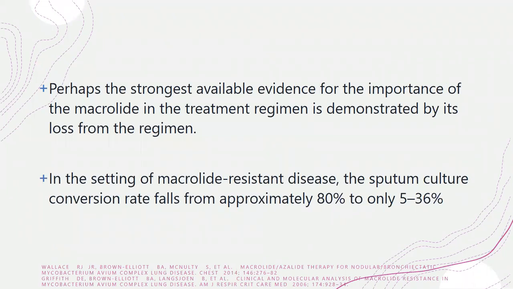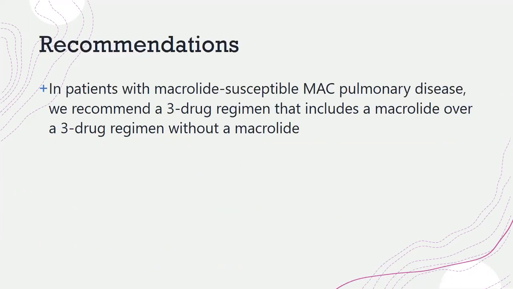Another point is that the strongest available evidence for the importance of a macrolide is actually when you have the loss of it in the regimen. In the setting of macrolide resistance, the sputum culture conversion rate falls from 80% all the way down to 5 to 36%. This delineates how important your macrolide is in the treatment of MAC disease. So the recommendation obviously falls to using a macrolide over a 3-drug regimen that does not contain a macrolide.